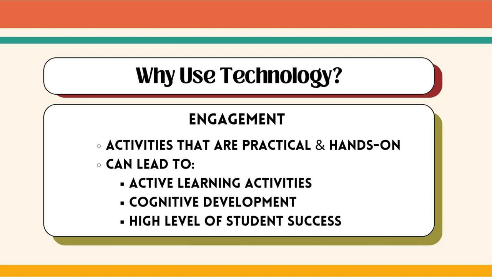Students are more likely to become engaged with the material that they're learning when they are able to actually manipulate it and work with it, not just look at it from a board and say, okay, this is what's going on. Student engagement can lead to active learning activities where students are getting involved in their education and they're taking responsibility for what's going on. It has also been shown to improve cognitive development and high level of student success. That also comes from the study from Martin and Bollinger in 2018.